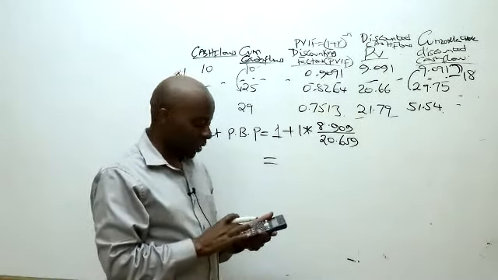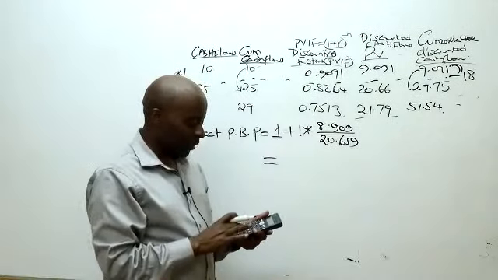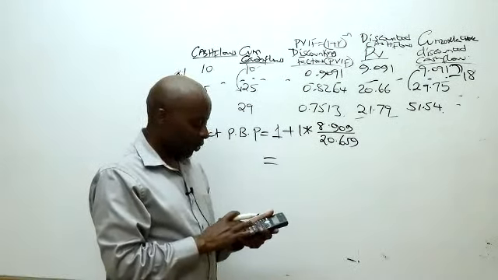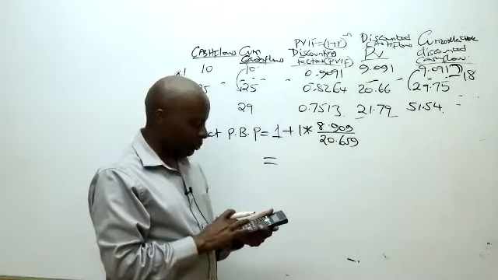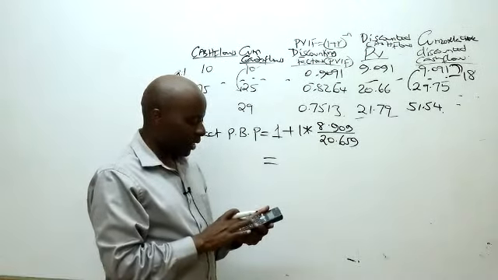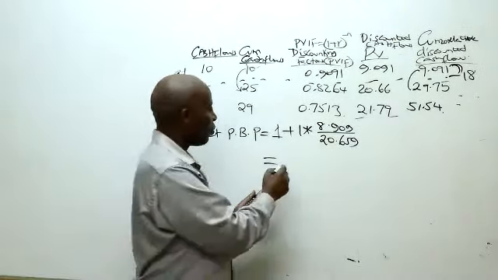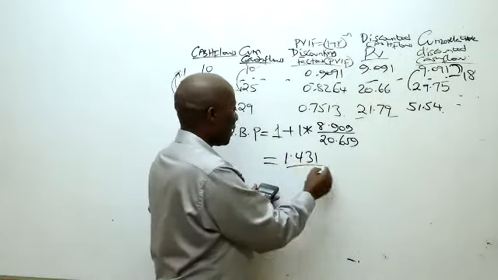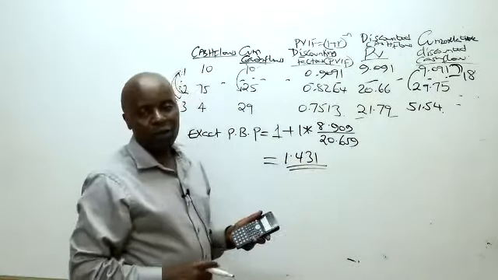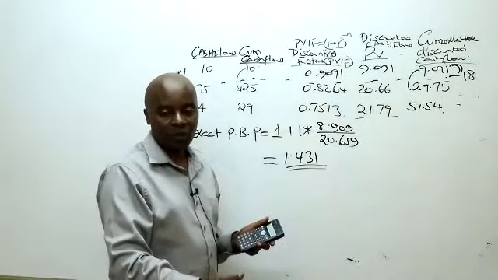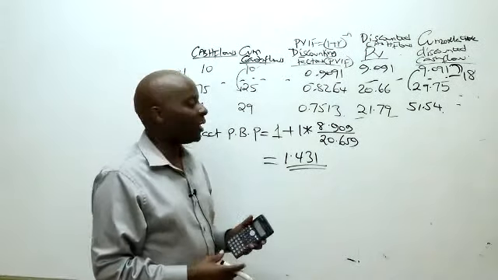So we have there 1 plus 1 times 8.909 divided by 20.659, which will end up giving us 1.431. Yes, 1.431. Is there anybody who has that kind of an answer there? Phoebe, thank you very much.